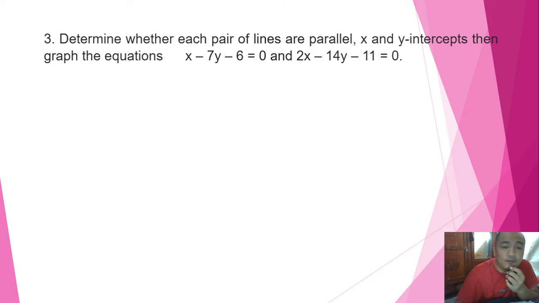Now, number 3. So, you already know how to solve for the slope, x and y-intercepts given the general form of the equation of a line. Just use the formula. For slope, negative a over b, x-intercept, negative c over a, for y-intercept, negative c over b.